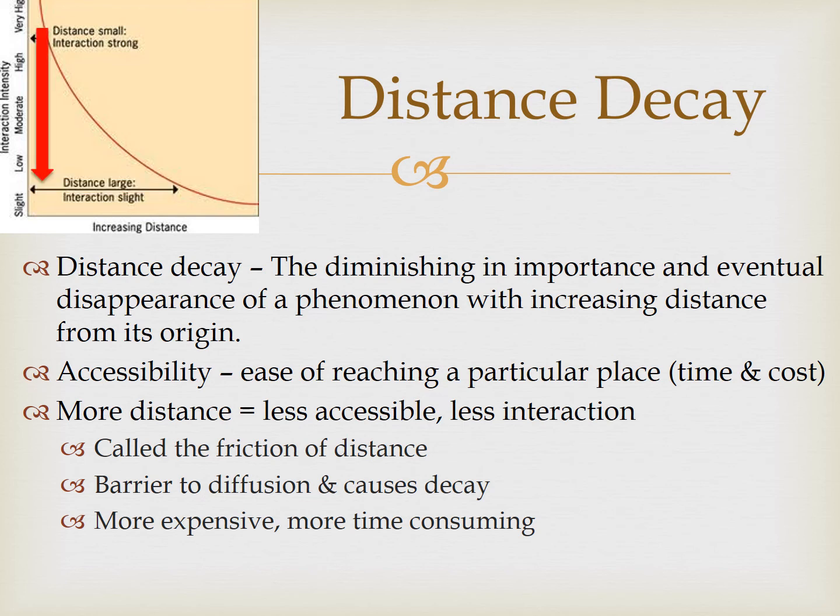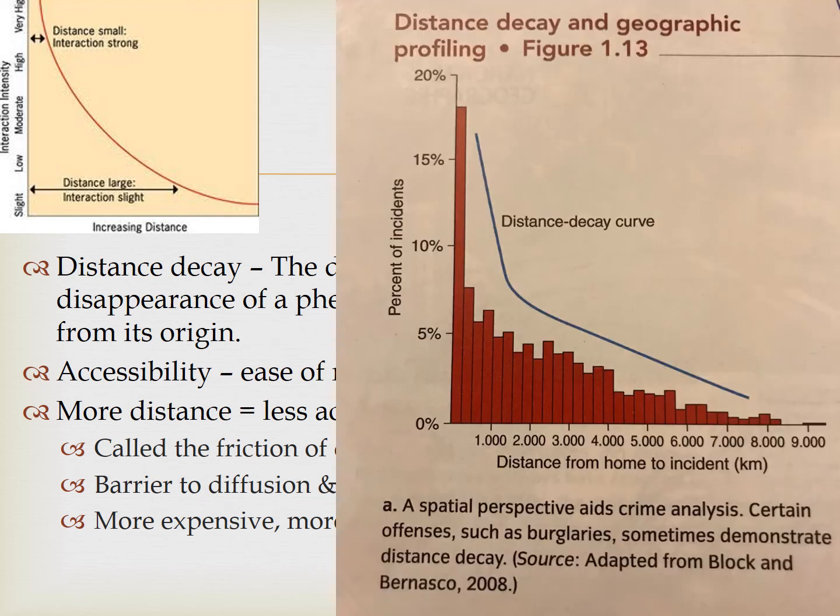And we can see this distance decay in action with crime statistics. This graph shows that with certain crimes, in this case burglaries, criminals don't travel very far from home. The greatest amount of interaction, in this case we're talking about a crime being committed, is the shortest distance from their home or base of operations. So if a burglary occurs, the statistics suggest that the criminal is more likely to be within 1 kilometer of the crime scene rather than 8 or 9 kilometers.